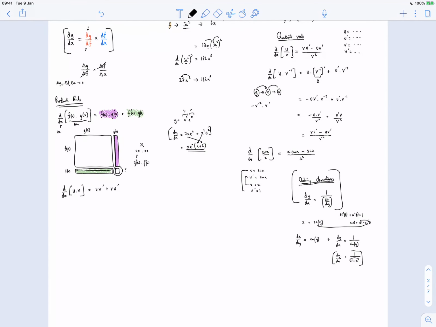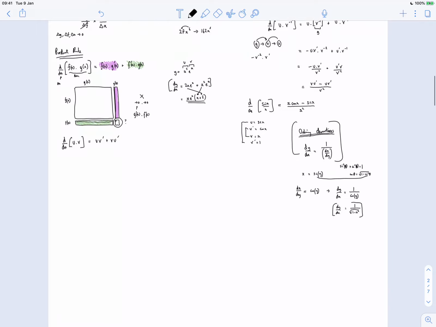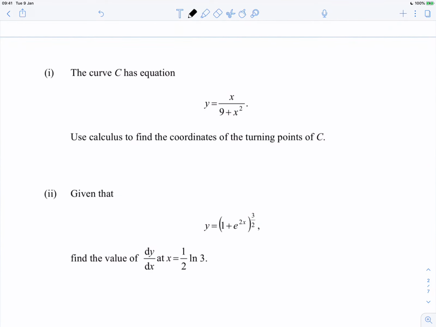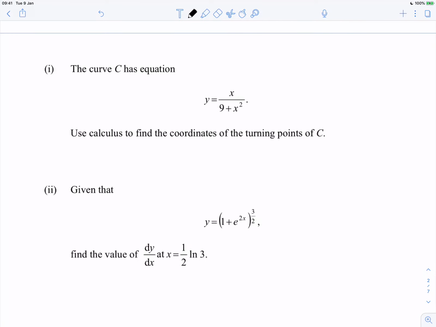I'm just going to end the video with maybe half an hour or so's examples. So if you want to, pause the video and we'll go through it in a second. Okay, the curve C has equation y equals x over 9 plus x squared. Use calculus to find the coordinates of the turning point.